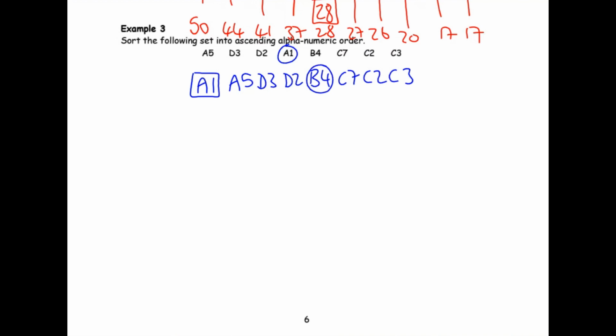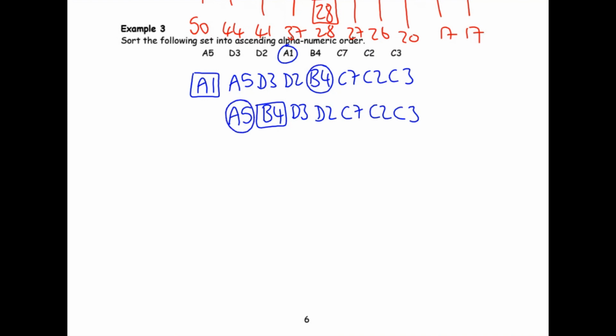I'm going to choose B4 as the middle one as our pivot. Anything that comes before B4 will go first. So A5 comes before B4 in alphanumeric order. D3 and D2 don't, so I don't write those in. Neither do any of these C's, so that means B4 goes in now, and that's fixed. And then anything that comes after B4 goes next. So D3 is after, D2 is after, C7, C2, and C3 are all after B4.